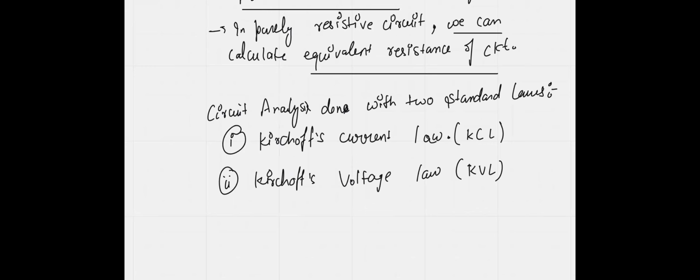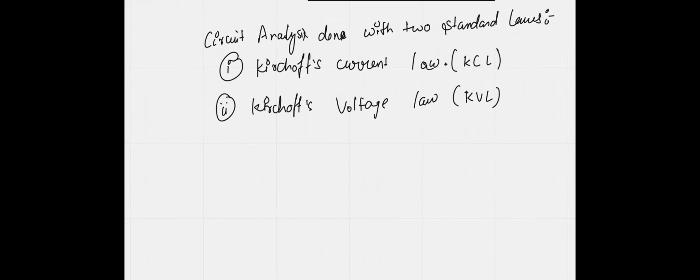But for circuits which are a kind of combination, where you can't directly say that it is series or parallel, we really need some laws which can be applied to get the circuit solved. For example, if I gave you a circuit like this: this is a battery, this is another resistance, this is another resistance. Let's do this first, then I'll move to the next one.